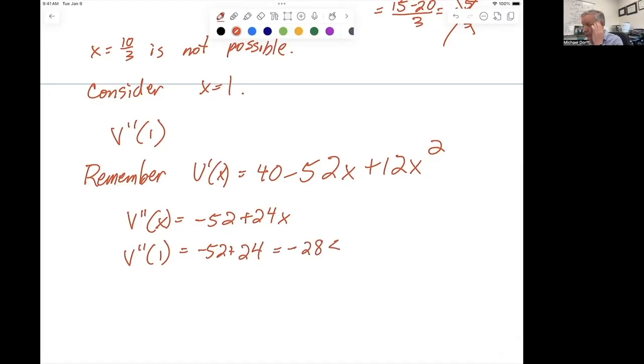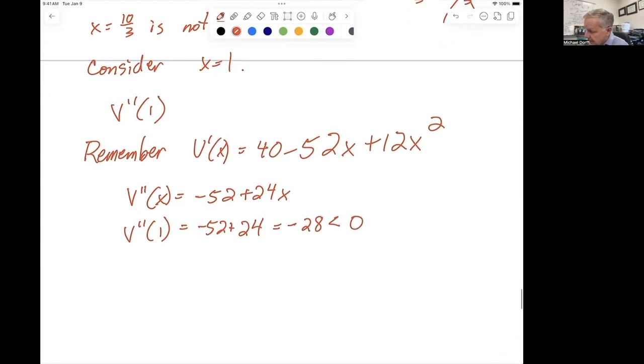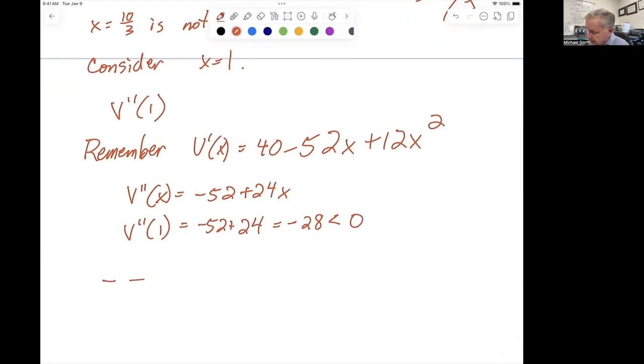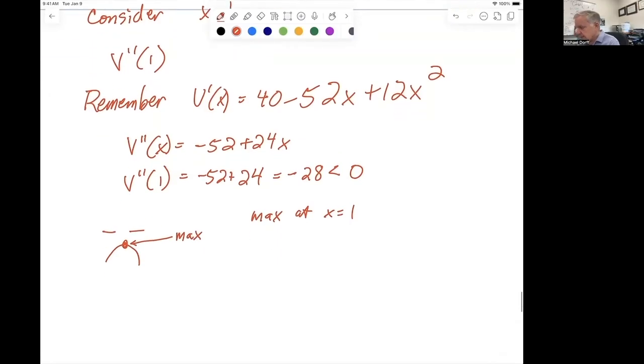Doesn't matter really what it is. We know it's negative. What happens if I have a negative second derivative? Negative means I have the stormtrooper face or frowny face, and that means that this point here, the critical number, is a max. So we have a max at x equals 1. Make sure you do this because some people are concerned that they missed this on exam 4 because they didn't do the second derivative test there. Check that.